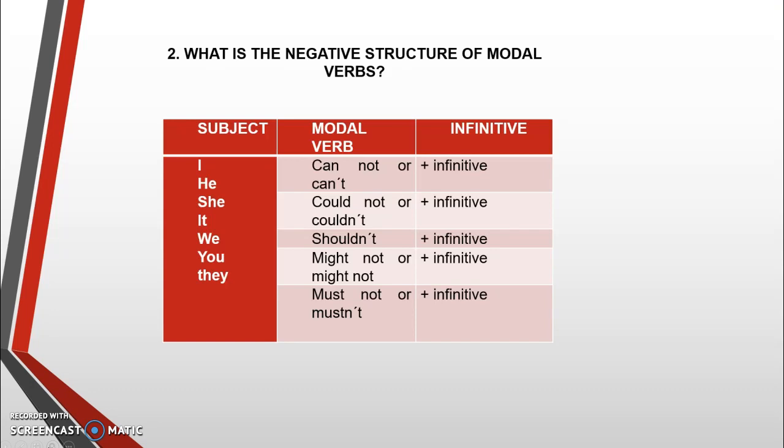We could not or couldn't. We shouldn't. You might not or mightn't. They must not or mustn't.